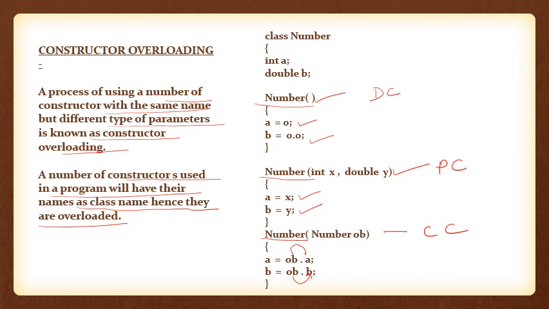So children, learn all the rules: how to define the default constructor, parameterized constructor and copy constructor. Learn the definition of constructor overloading and the example of how we can overload a constructor. Children, start doing the questions from your book. In the next video, I will explain some of them.